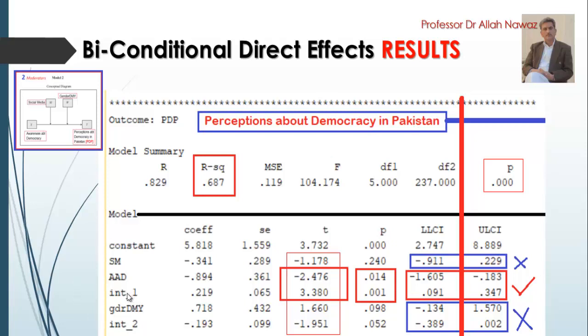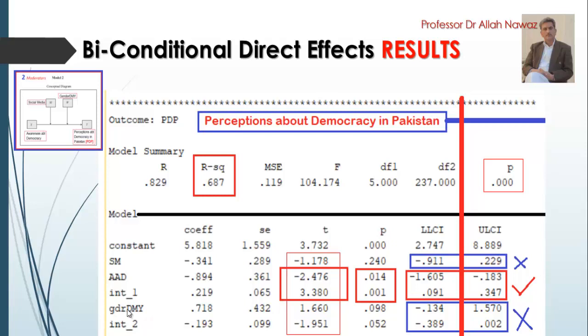Next is the interaction term 1, that is the x multiplied by m, the first moderator. So the interaction term is also significant with a t-score greater than 1.96, p-value less than 0.05, and both the limits of the confidence intervals are on the positive side, so no chance of zero, so they are significant.